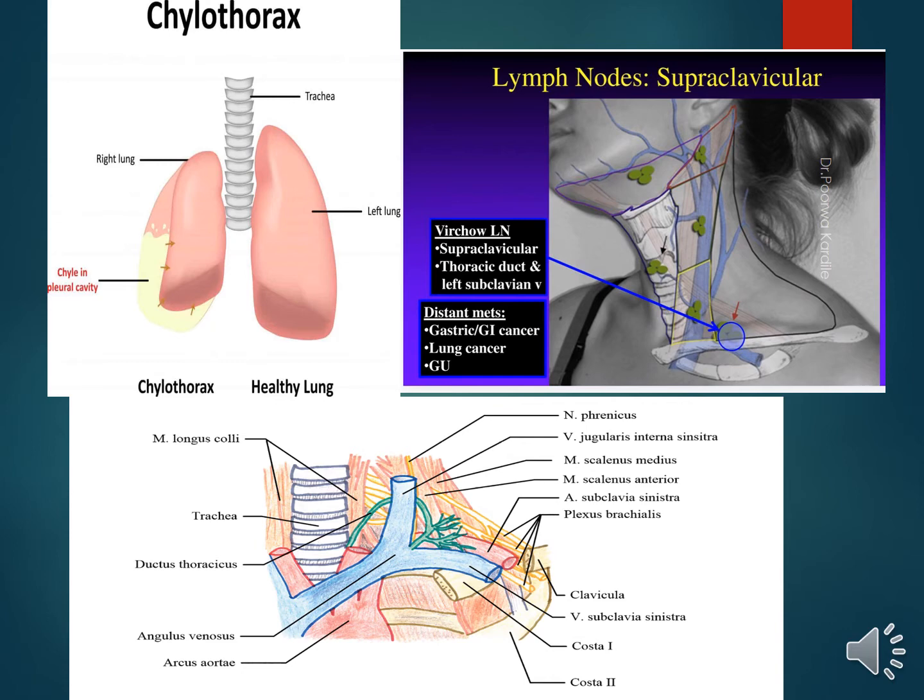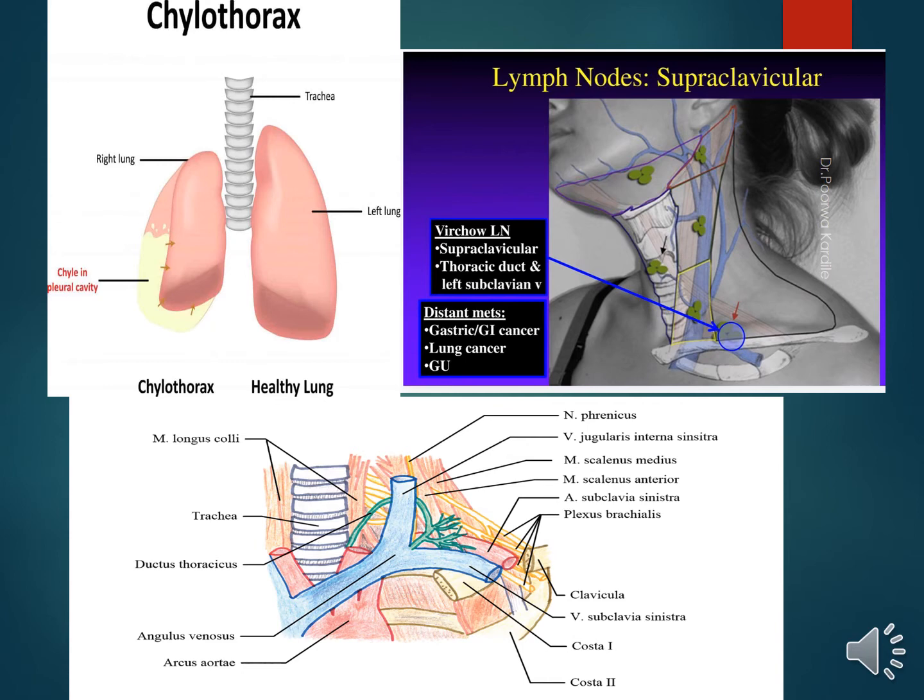Traumatic can be again iatrogenic due to surgery or radiation, and non-iatrogenic causes are blunt trauma or penetration to the chest wall. Non-traumatic causes are malignancies or severe infection like tuberculosis or superior vena cava obstruction. To diagnose this condition, a chest radiograph is advised, and in that we can see pleural effusion, and when we investigate it, it is rich in cholesterol and triglycerides.